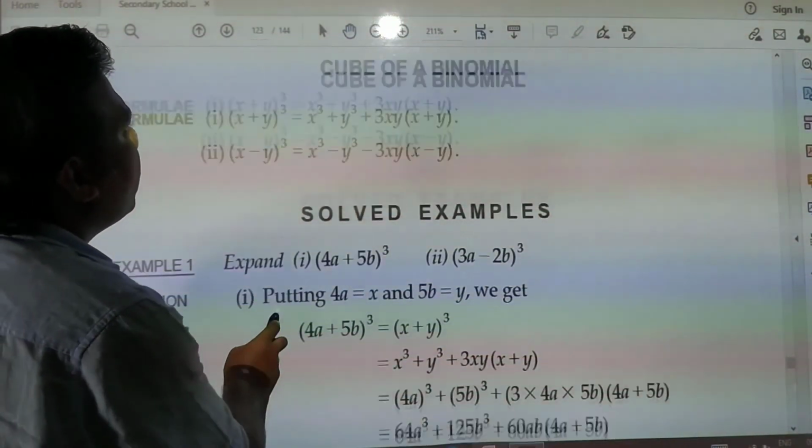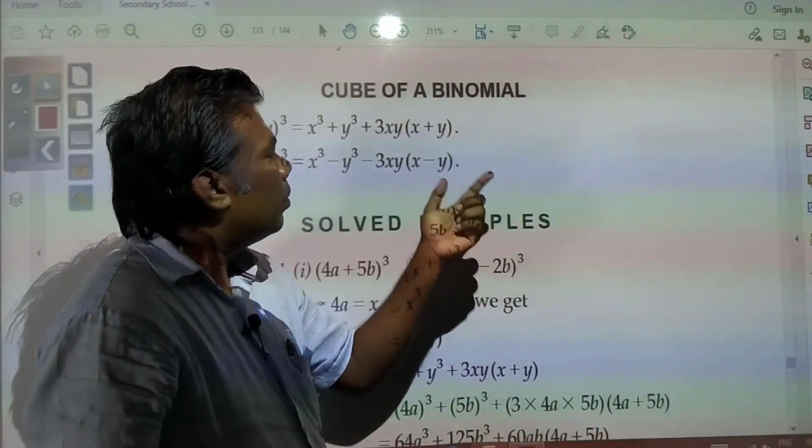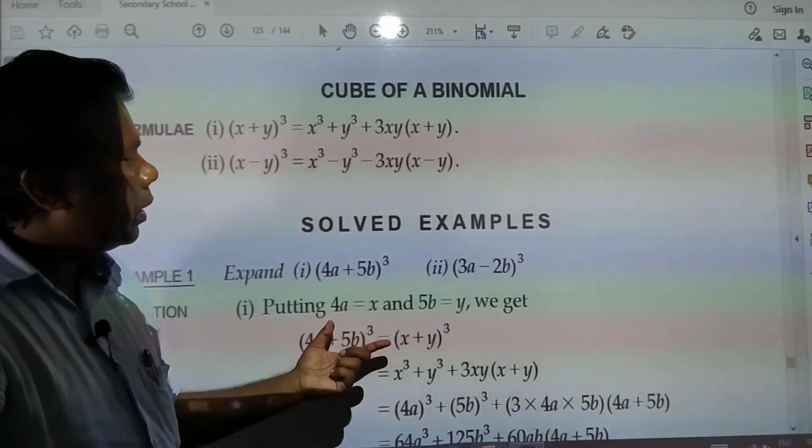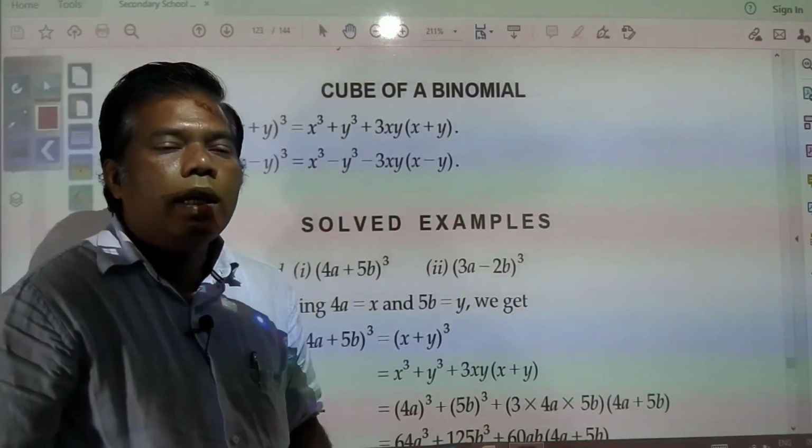And next day we will see the cube of a binomial. So just go through and be ready so that you will be able to understand easily. Until then, thank you.